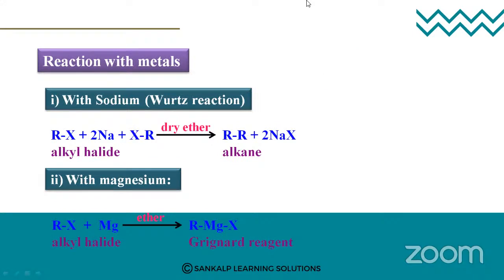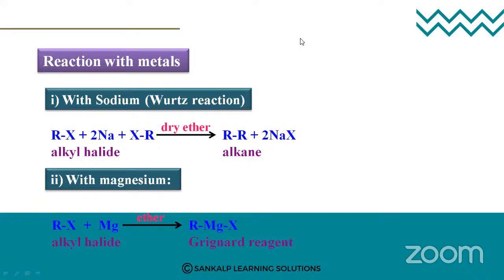Next we'll see the reaction with metals. When alkyl halides react with metals like sodium in the presence of dry ether, the solvent used is dry ether. When 2 moles of alkyl halide are treated with sodium in the presence of dry ether, it yields alkane plus sodium halide.